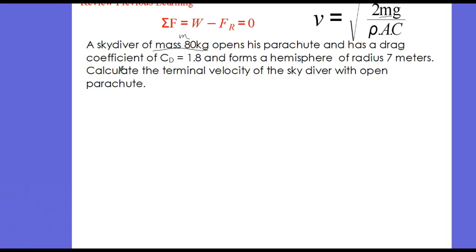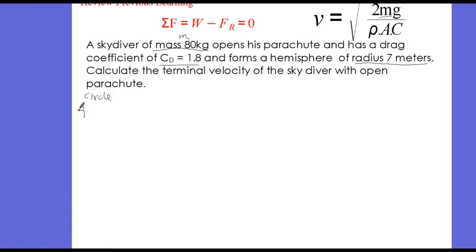The skydiver opens his parachute, which has a drag coefficient. So for the shape of an open parachute, that shape is like a hollow hemisphere, half a sphere that is hollow on the inside. So the air goes in and gets captured by the parachute, and that creates a drag that can be measured with this coefficient of 1.8 as a factor. Now it forms a hemisphere of radius 7 meters. So the area that is observed from a cross section, from the point of view of the air molecules rushing past, is just a circle.